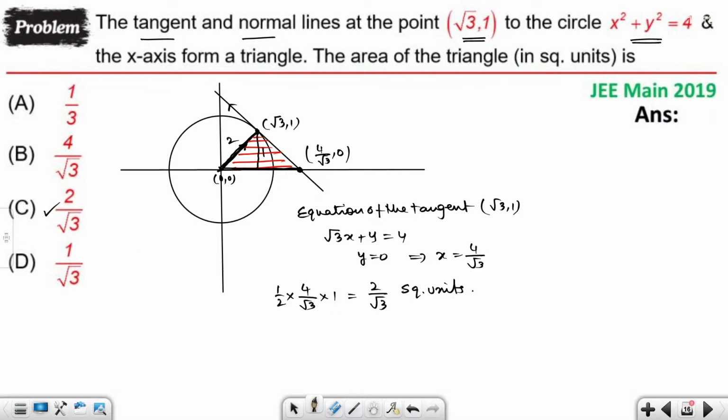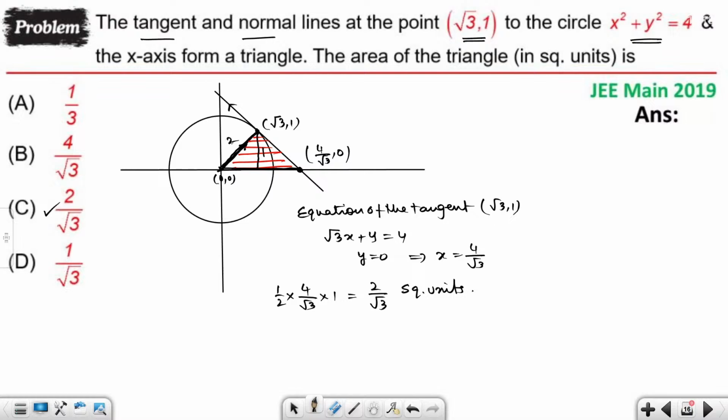Is it clear? See, I have done nothing. The moment you draw the figure, you can easily understand what you have to do. Here we can see that a triangle is forming and we have to find out the area of the triangle. So without thinking anything else, we know that the area of the triangle is always equal to half into base into height. Height I know, this is 1. So base I have to find out. So for that I got the equation of the tangent and then I saw where it is intersecting the x-axis. So now I got the length. Is it clear? So that way you can do it.